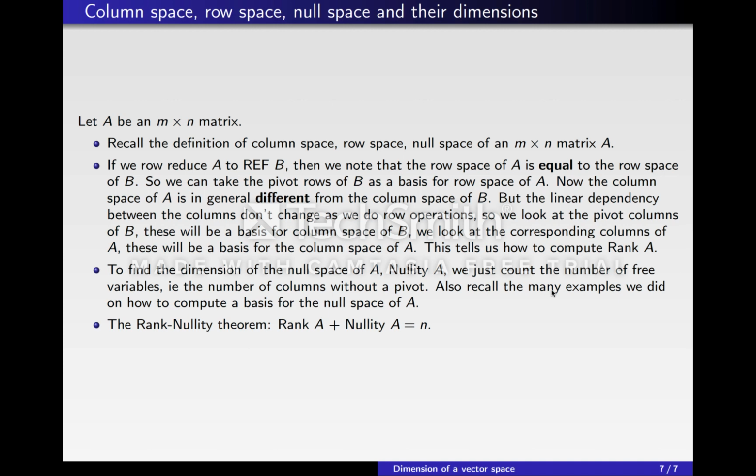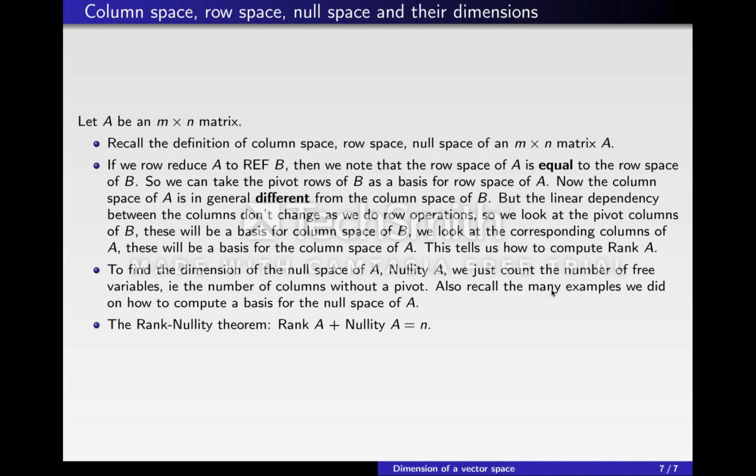And so when you row reduce A to its row echelon form B, you see that some rows of B have pivots and some don't, maybe. Take the pivot rows of B, and that's going to be a basis for the row space of A, because the row space of A and row space of B are the same, and the pivot rows of B will form a basis.